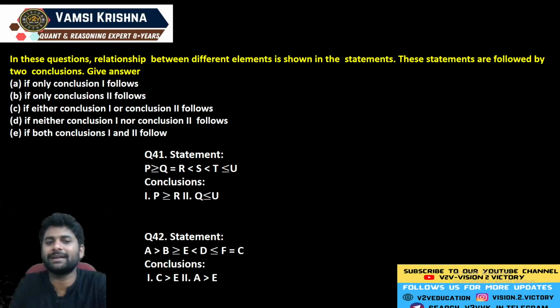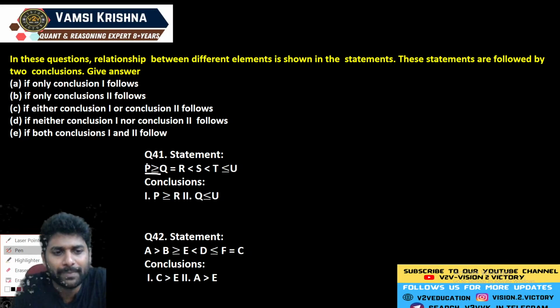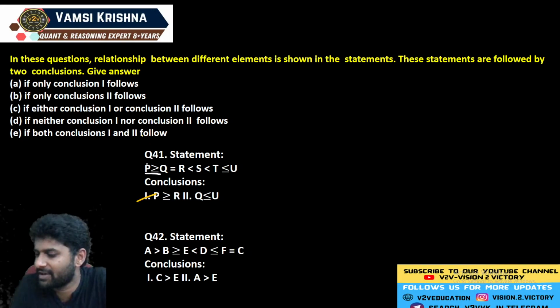Now, whether P is greater than or equal to R or not. See, we have P, R. P is greater than Q, Q is equal to R, so definitely P is greater than or equal to R. It's a definite relation.